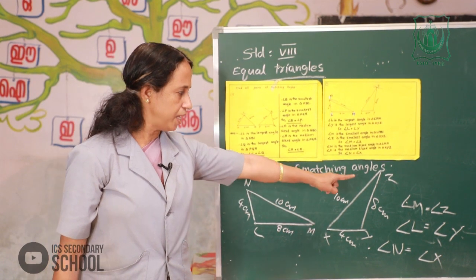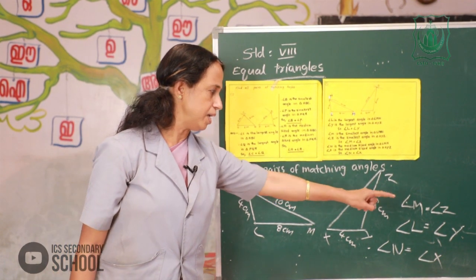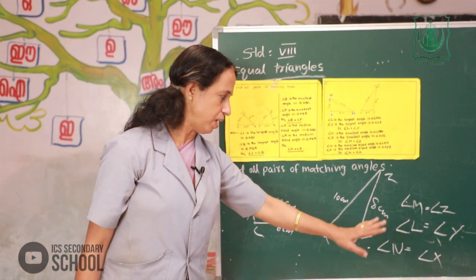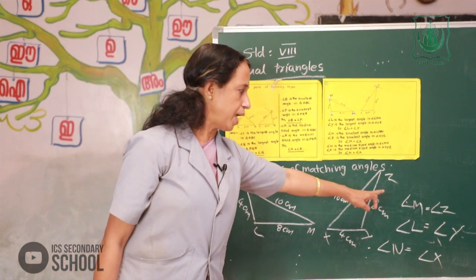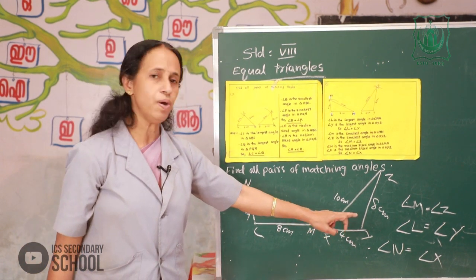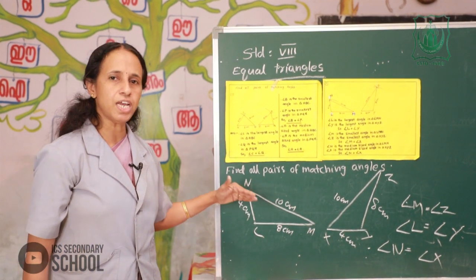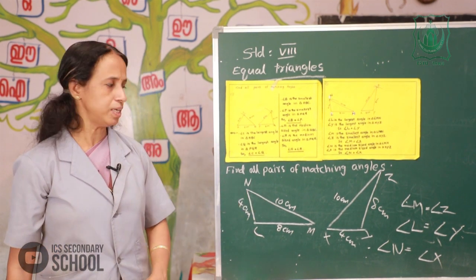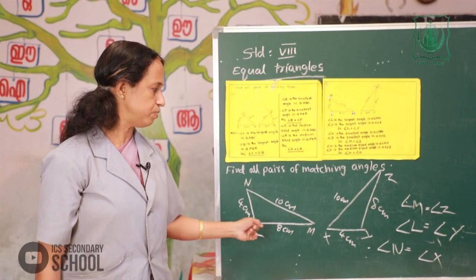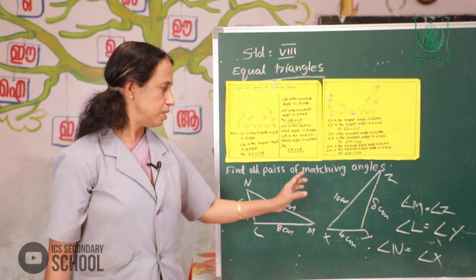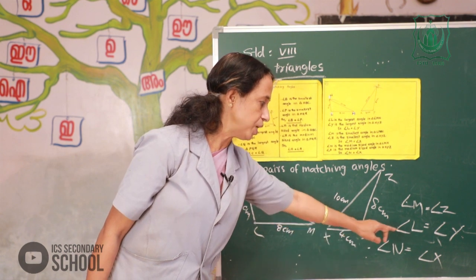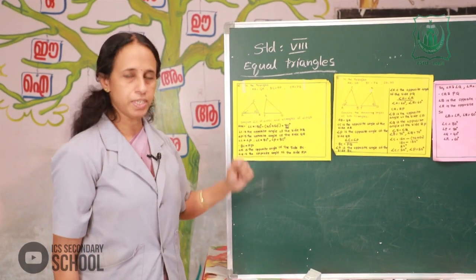Matching angles are angle M equal to angle Z, angle L equal to angle Y, and angle N equal to angle X. We know that if the sides of triangle LMN are equal to the sides of triangle XYZ, the angles of these triangles are equal. Matching pairs: angle M equal to angle Z, angle L equal to angle Y, angle N equal to angle X. Please note the question.